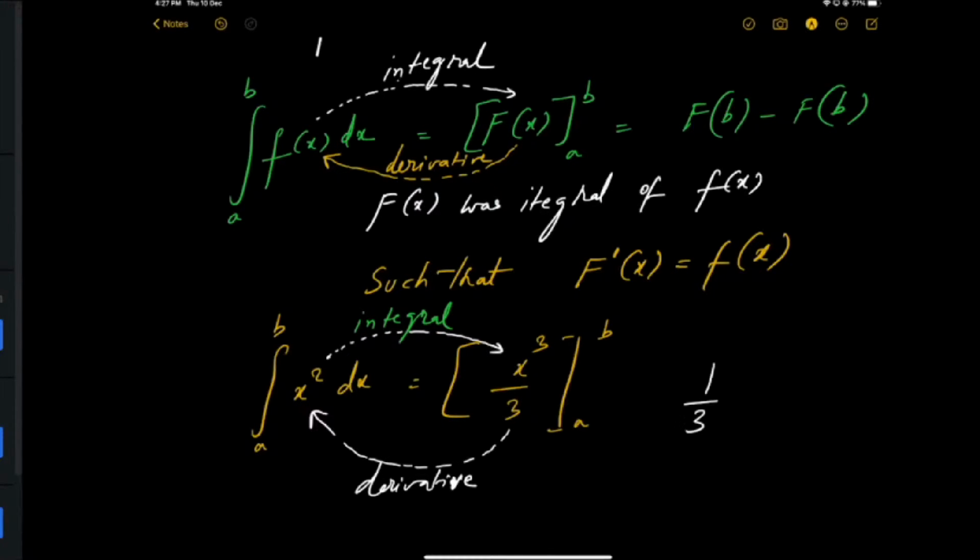So 1 by 3 I'll keep as it is. Derivative of x cube is what? 3x squared, right? So you got x square. So you got this. You are understanding what I am trying to say?